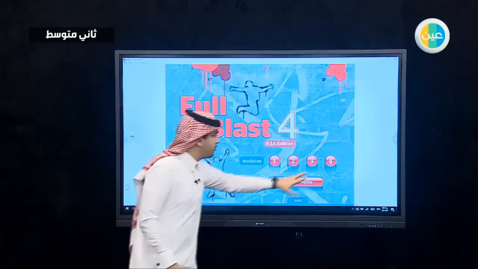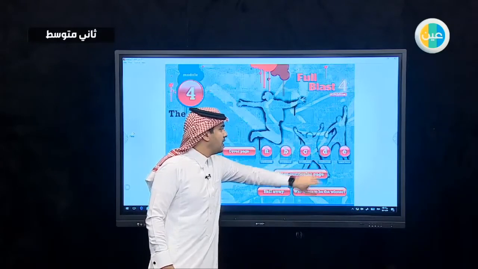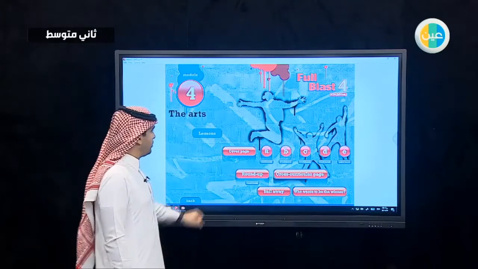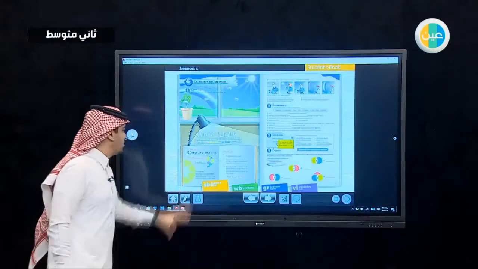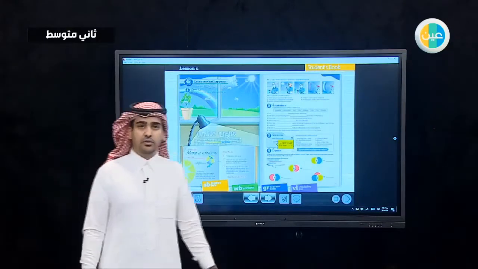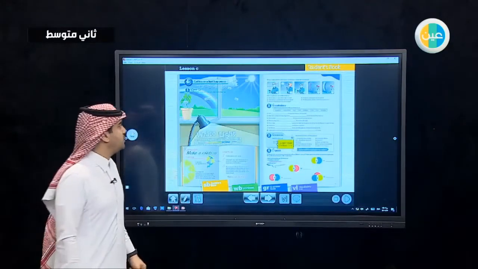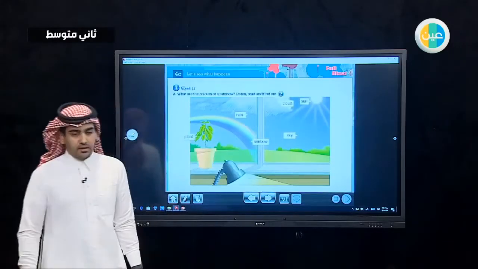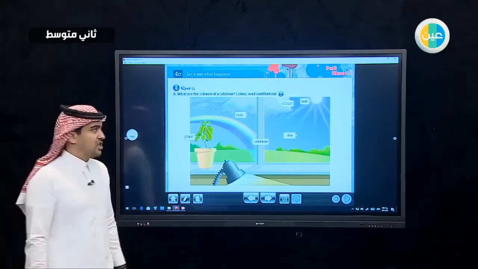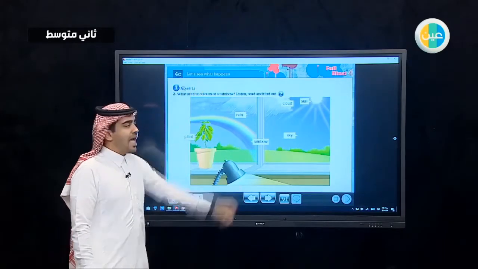If you have your textbook at hand, please open your book to lesson 4C and you will see it like this. It's on page 52. So please open your book to page 52 and we are going to talk about this lesson.